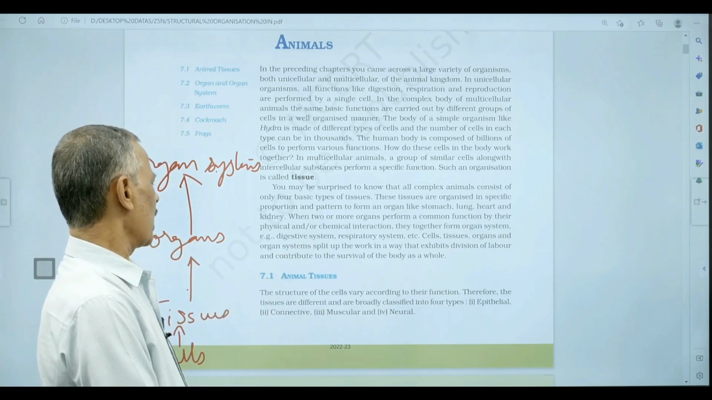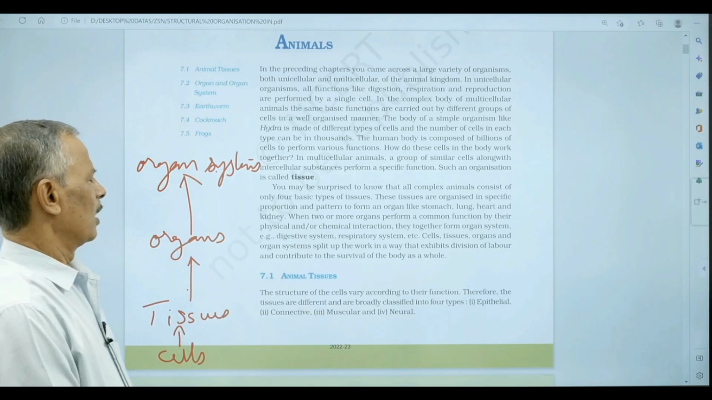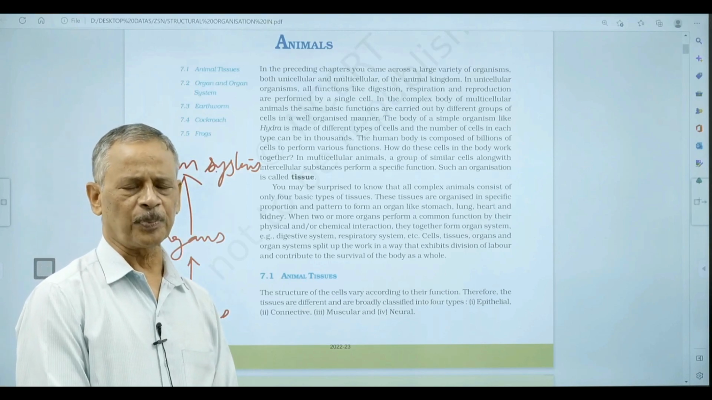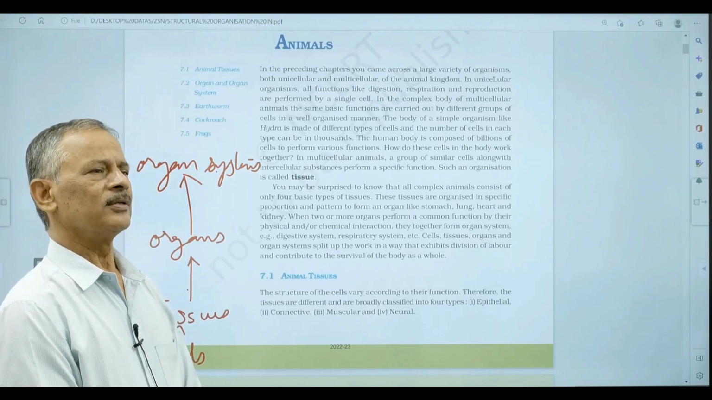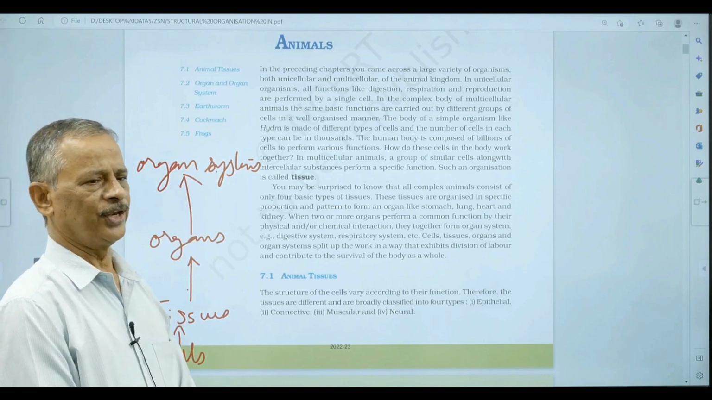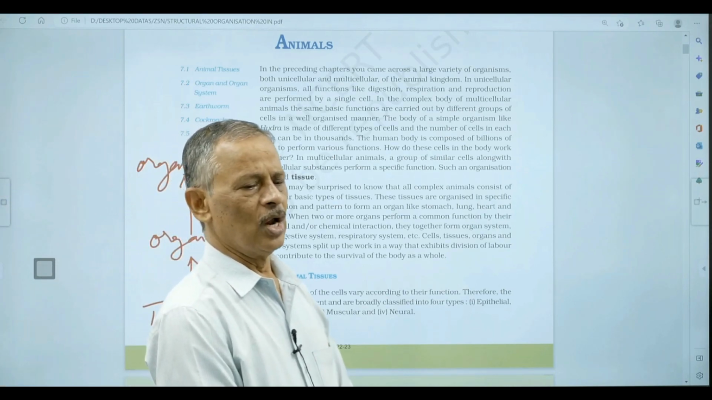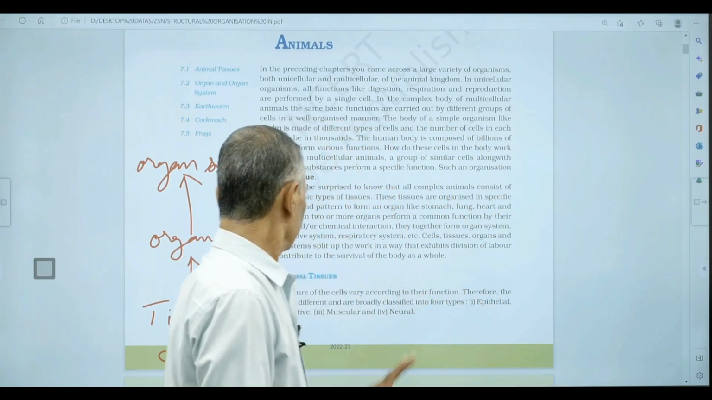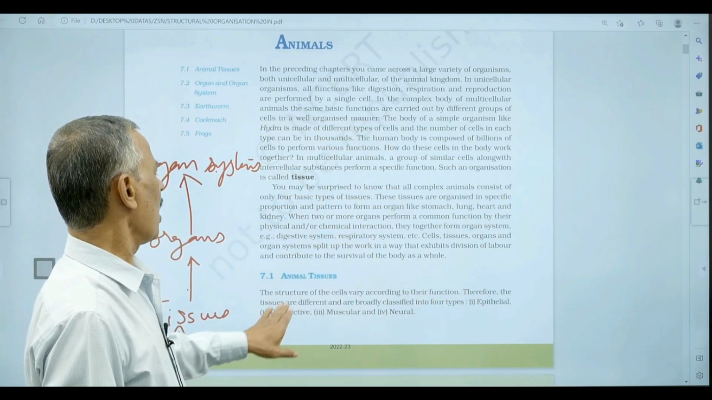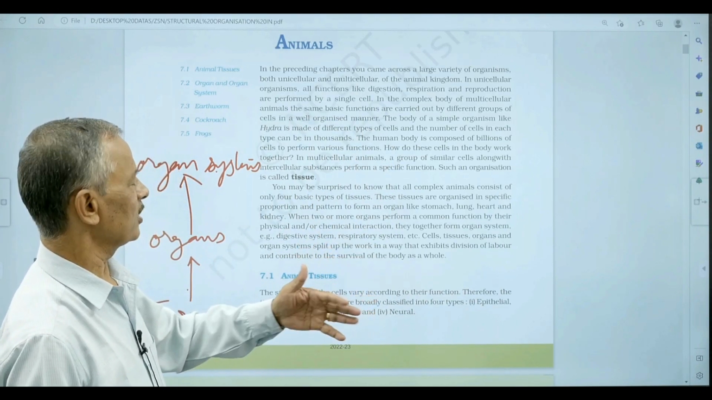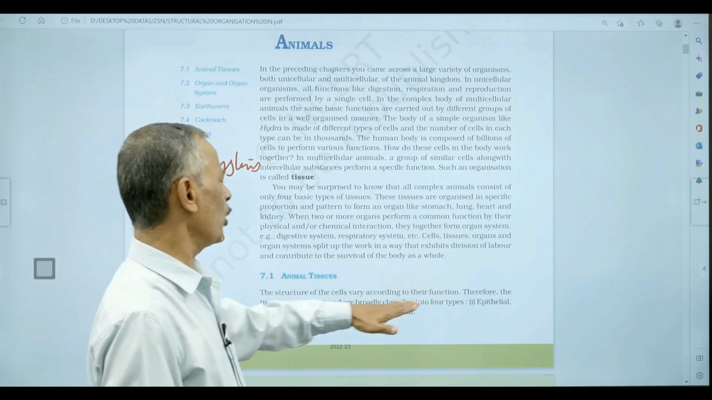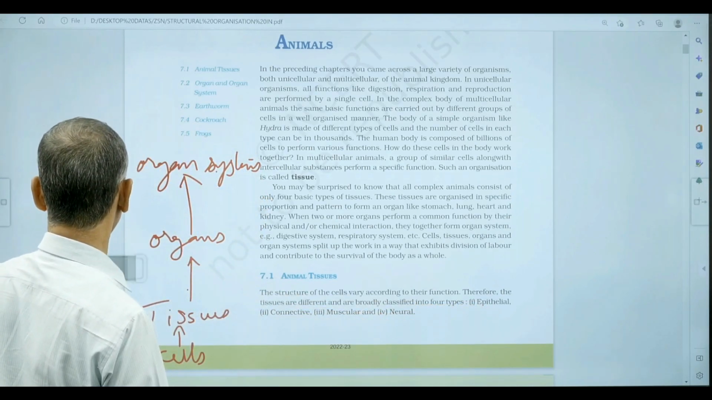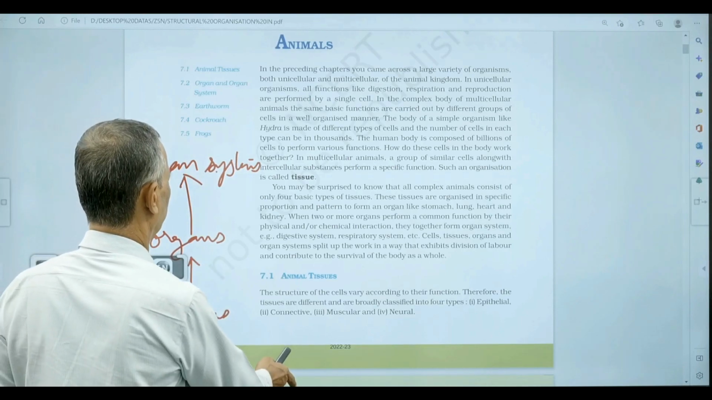Coming to the animal tissues. Each tissue has a specific function to perform, and accordingly the structure also varies. The structure of a tissue depends upon the function they perform. Therefore, the tissues are different because their functions are different, the structures are also different, and they are broadly classified into 4 categories. What are these 4 categories? Namely, epithelial tissue.